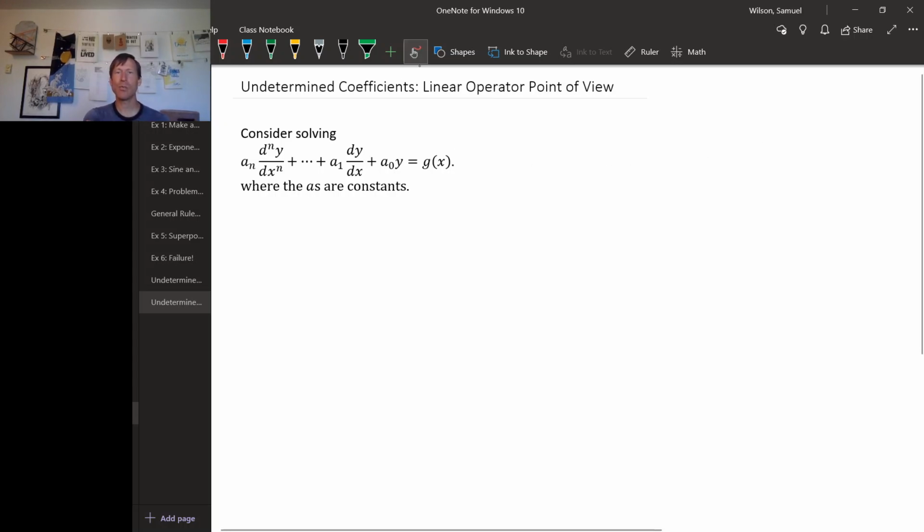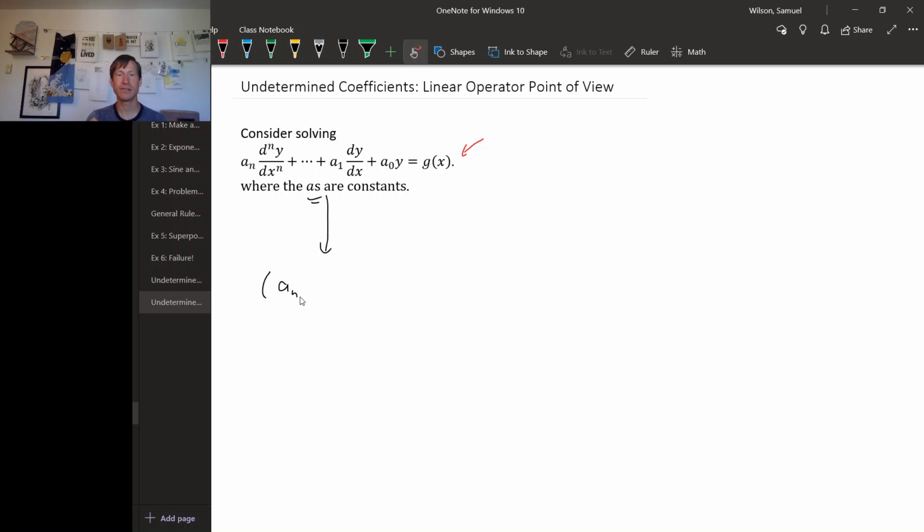So one way to get a deeper understanding of what's going on is to phrase things in terms of linear operators. So let's consider solving a non-homogeneous linear differential equation like this one. We do need constant coefficients for this to make sense. So we're going to assume that all of our a coefficients, a sub n through a sub 0, are actually constants. So in this situation, we can rewrite this differential equation using our linear operator notation.